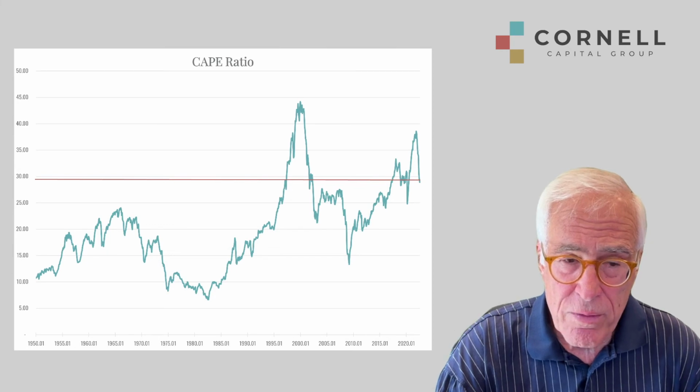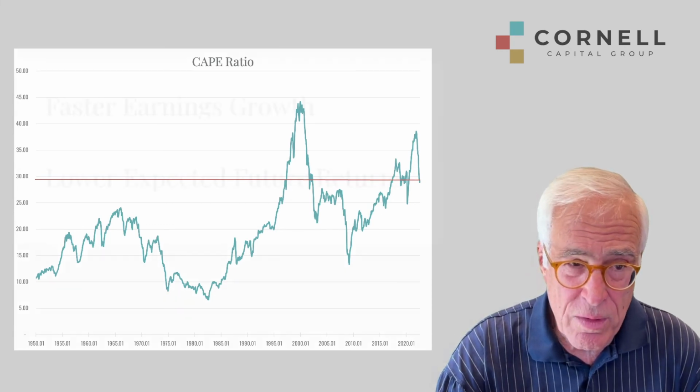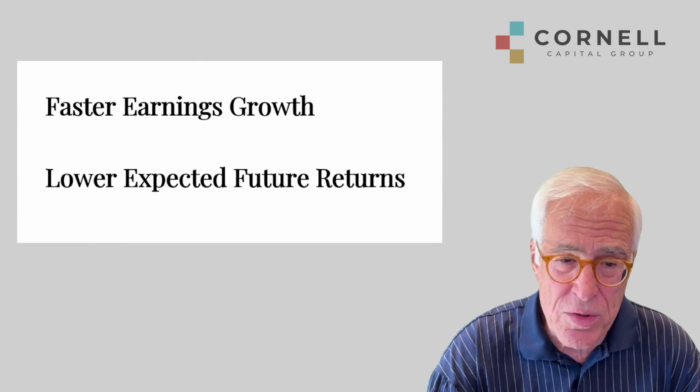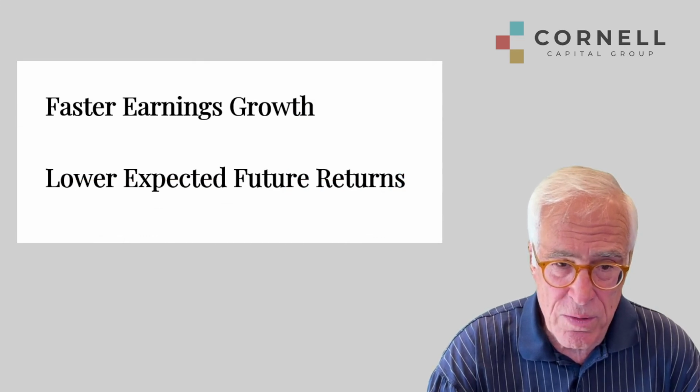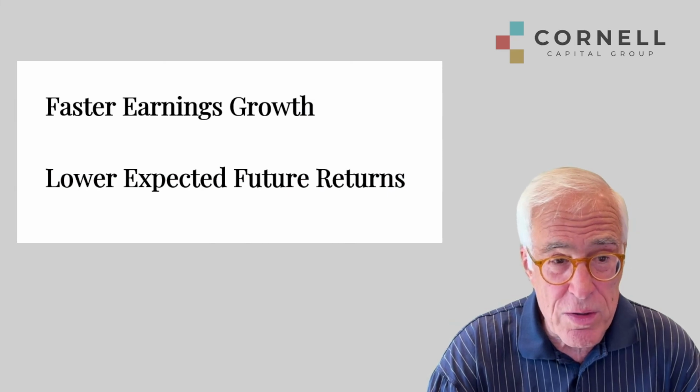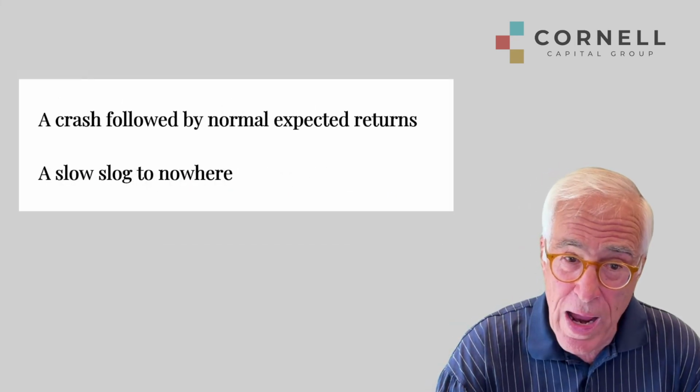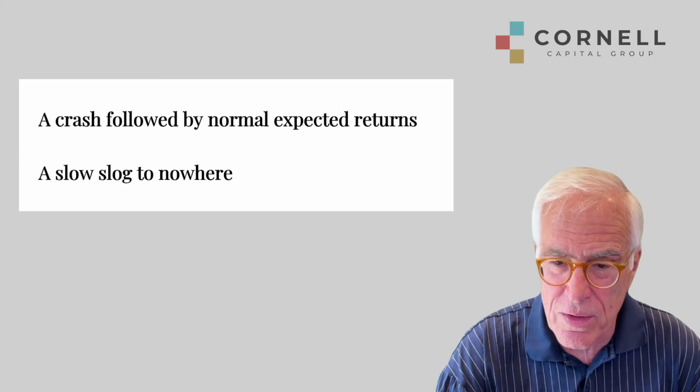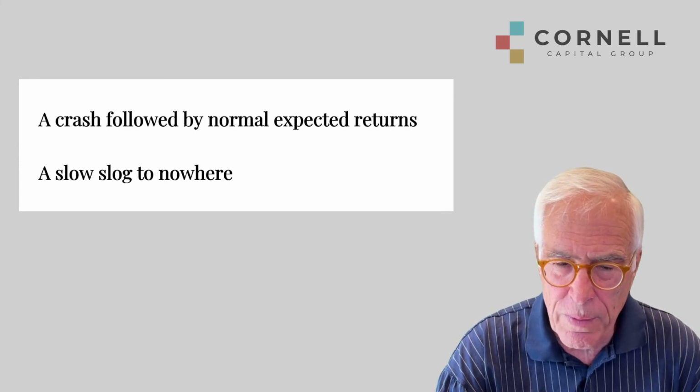So, to reiterate and review, when you see a high ratio of price to cash flow, it means either faster earnings growth or lower expected returns. If it's lower expected returns, that may indicate a crash followed by normal expected returns or a slow slog to nowhere. So I think this shows the importance of really understanding the role of discount rates in determining the future expected returns that investors can get and how they should respond to that.